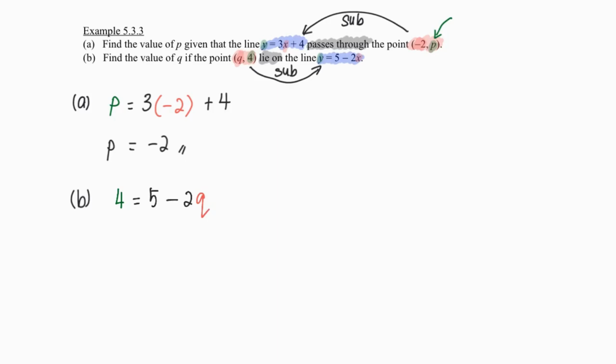And therefore I'm going to solve this already. I'm going to plus 2q on both sides, so this is what's going to happen. I'm going to minus 4 on both sides and continue to solve. Divide by 2 on both sides, and we are done with this question.